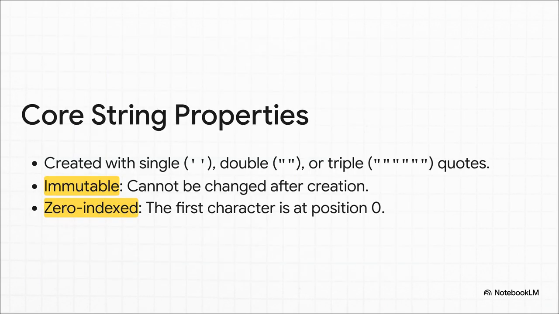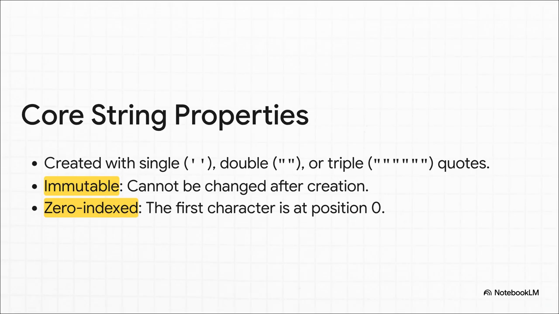Now, there are 3 core properties you absolutely have to know. First, you can use single, double, or even triple quotes, which is super flexible. Second, and this one is huge, strings are immutable. Think of it like a signed contract. Once it's created, you can't go back and change it. This is a good thing. It makes your code way more predictable. To change a string, you actually just make a brand new one.